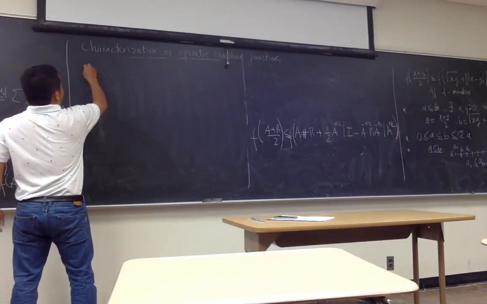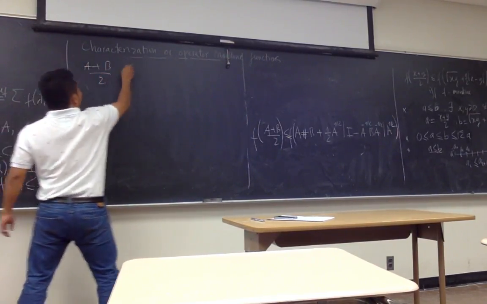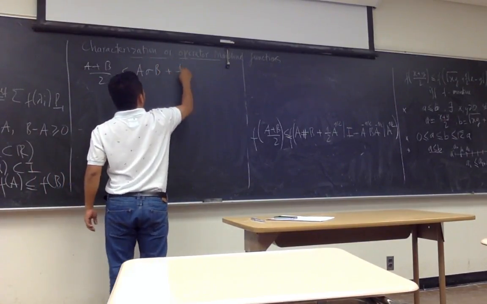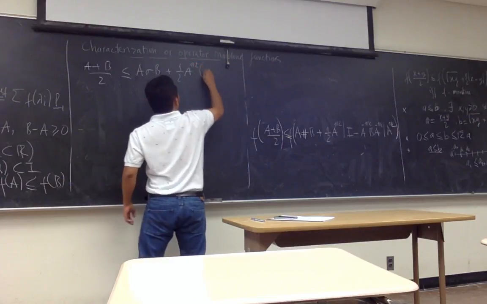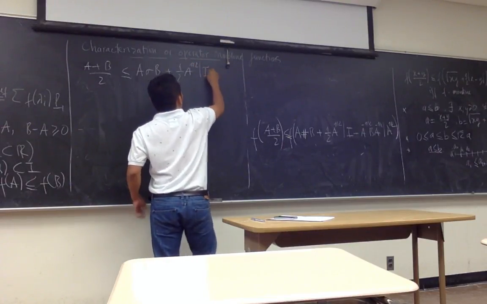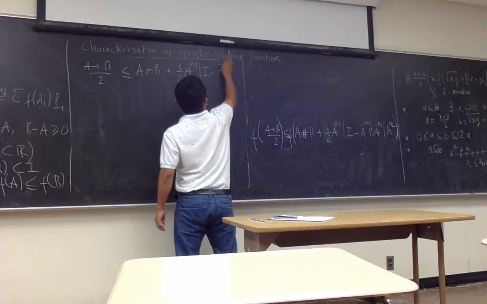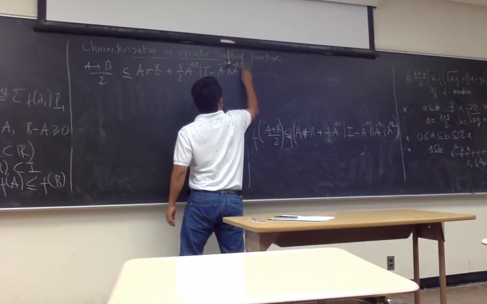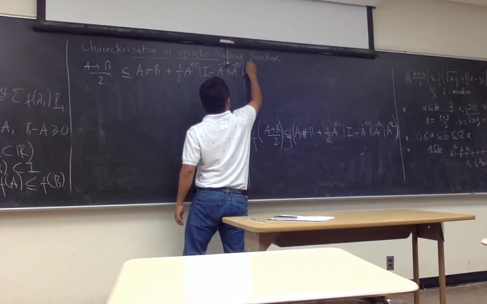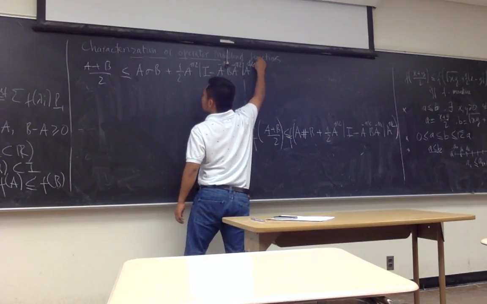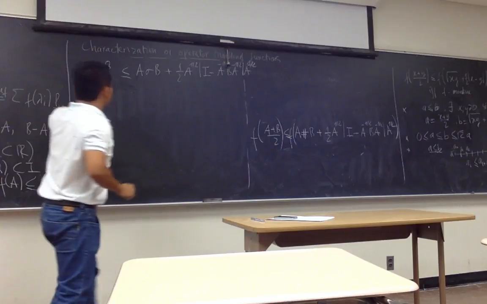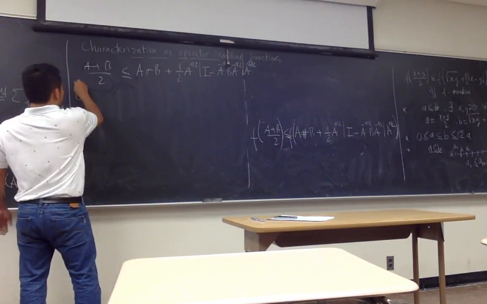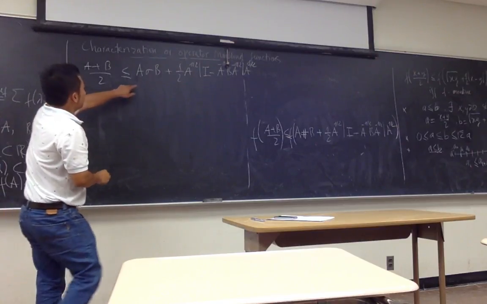Okay, let's consider this inequality: less than A sigma B plus half, and here 1 minus A^(-1/2) B A^(-1/2), and here I have A^(1/2). I will show you the proof of this inequality. It's very easy, quite easy.